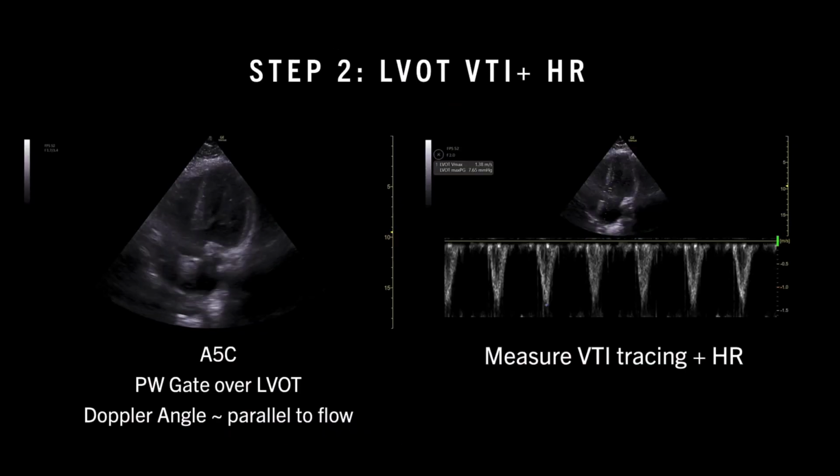In step 2, as we learned how to measure, you're obtaining your LVOT VTI and getting the heart rate. So again, our apical 5-chamber view, our pulse wave gate is over the LVOT and our Doppler angle is parallel to flow. We'll get our VTI tracing here and making sure we also get the heart rate in that calculation.